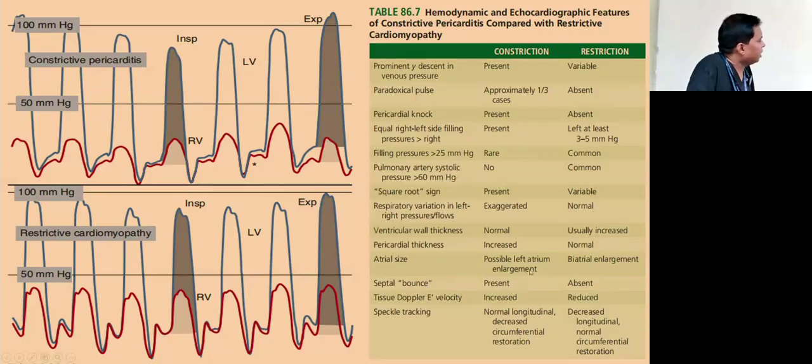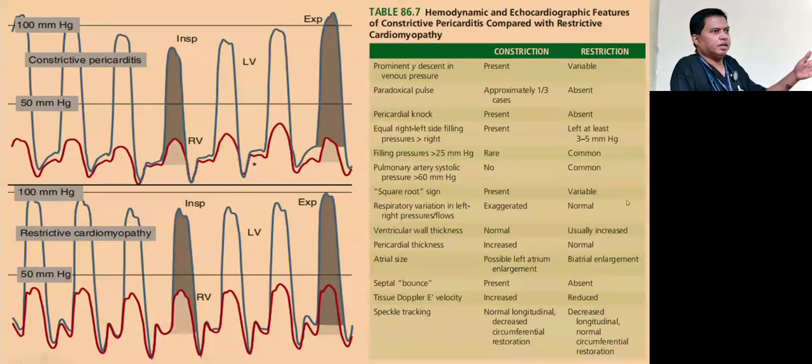Another finding in restrictive cardiomyopathy: in echo you will see biatrial enlargement. Biatrial enlargement is very characteristic of restrictive cardiomyopathy, which you won't see in constrictive pericarditis. There may be possible left atrial enlargement, but classical biatrial enlargement will be there in restrictive cardiomyopathy. Restrictive cardiomyopathy will be another big topic, with cardiac amyloidosis, sarcoidosis. All these entities you have to look for: what is the cause of the restrictive cardiomyopathy?